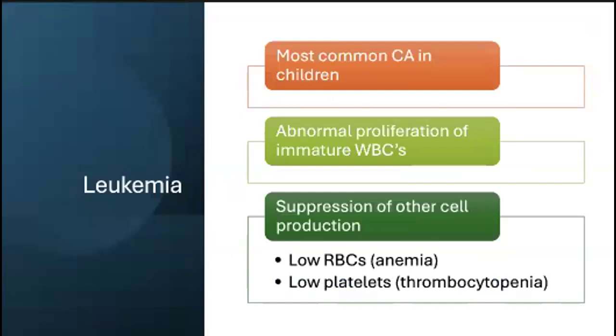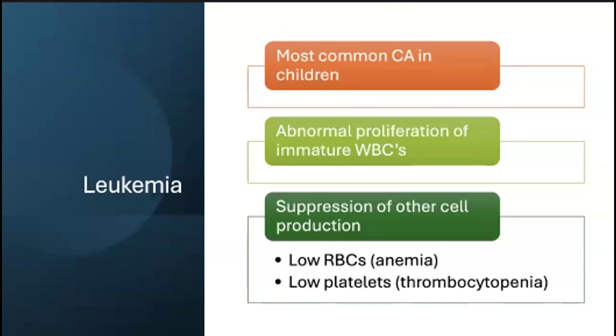Leukemia is the most common childhood cancer, especially for children less than 15 years old. Causes: this is an abnormal proliferation of white blood cells, specifically the blasts. Blasts compete with normal cells for space and nutrition. This results in suppression of bone marrow production of other cells. So your clinical consequences: we're going to end up having anemia from reduced red blood cells, thrombocytopenia from reduced platelets. Treatment advances have improved overall outcomes.